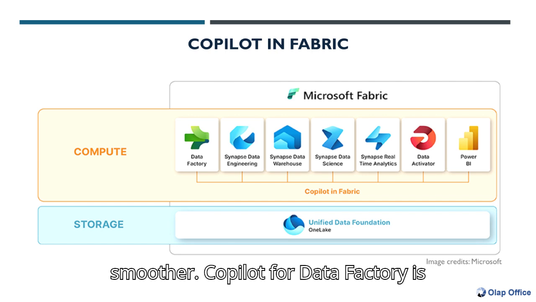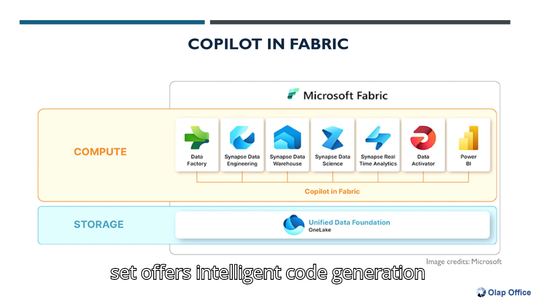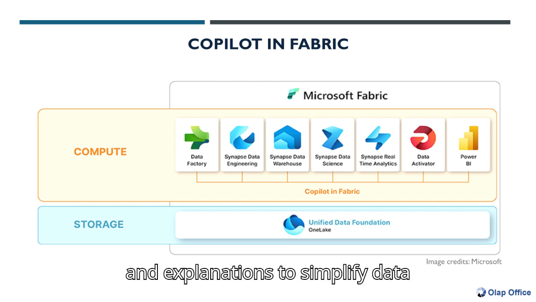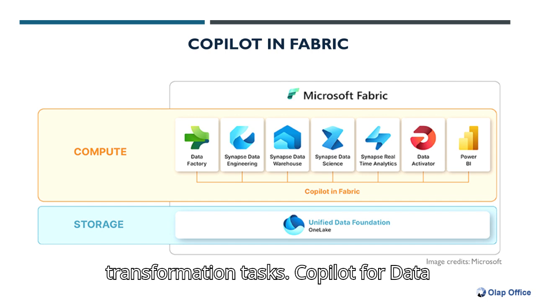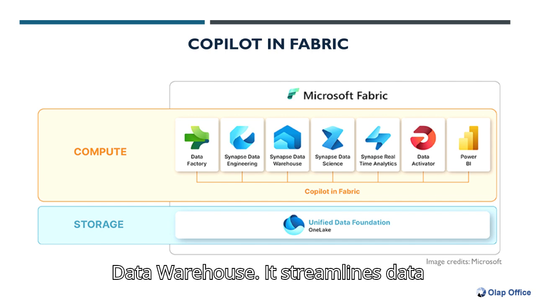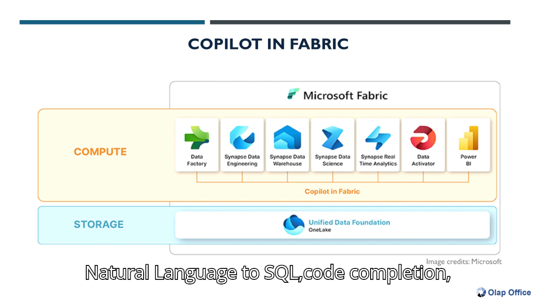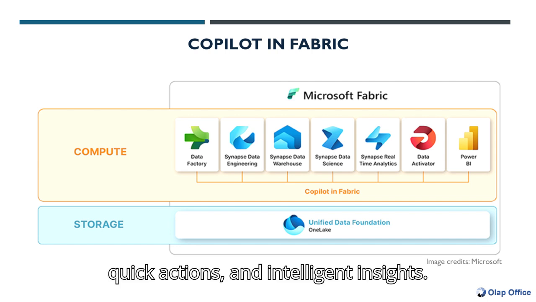Copilot for Data Factory is designed for both citizen and professional data wranglers. This toolset offers intelligent code generation and explanations to simplify data transformation tasks. Copilot for Data Warehouse is an AI assistant for Synapse Data Warehouse. It streamlines data warehousing tasks with features like natural language to SQL, code completion, quick actions, and intelligent insights.